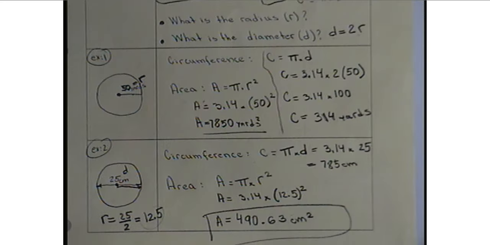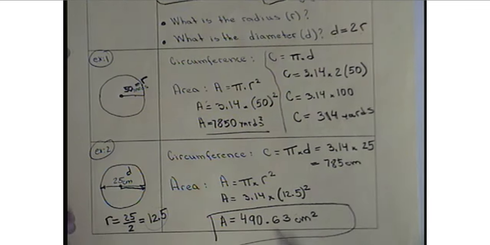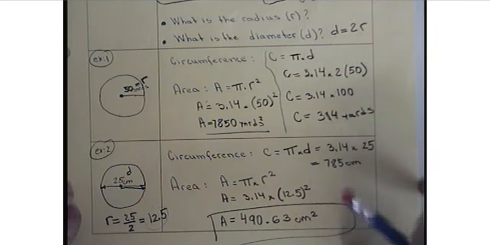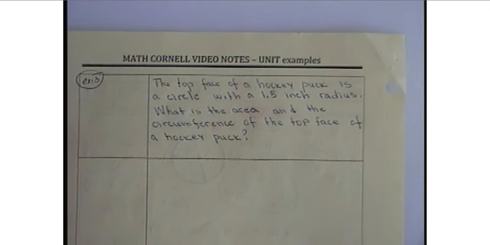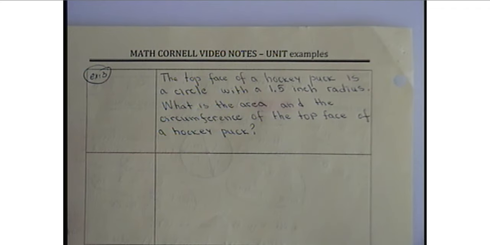And with this, I'm done with my second example. Next thing, I want you to look through another example that is given as a word problem. So example number 3. A top face of a hockey puck is a circle with a 1.5-inch radius. What is the area and the circumference of the top face of the hockey puck?